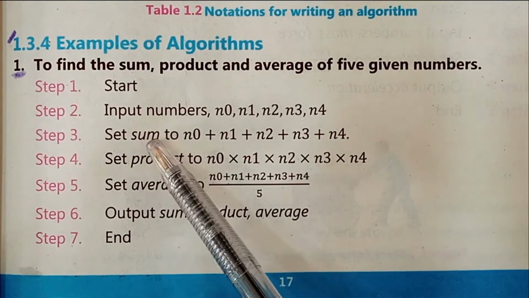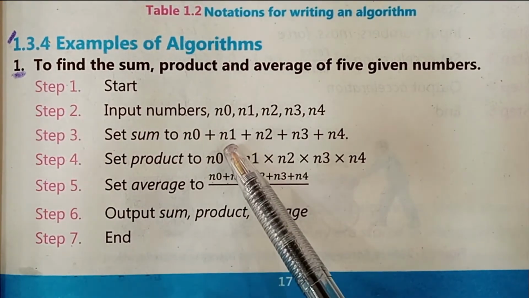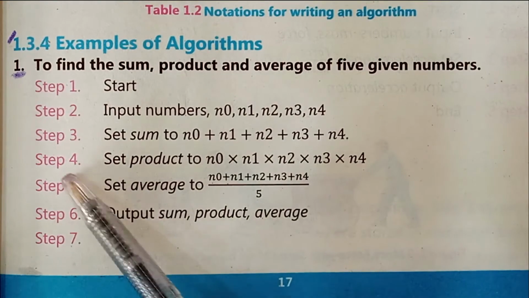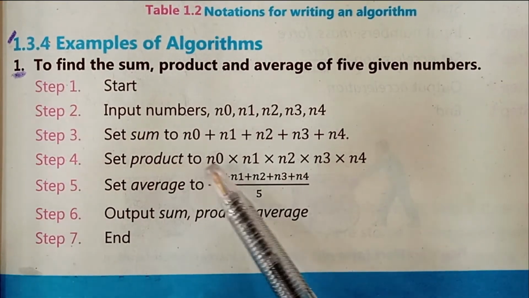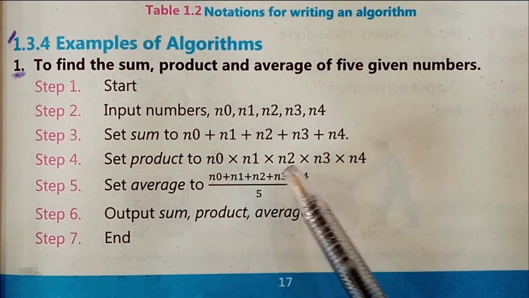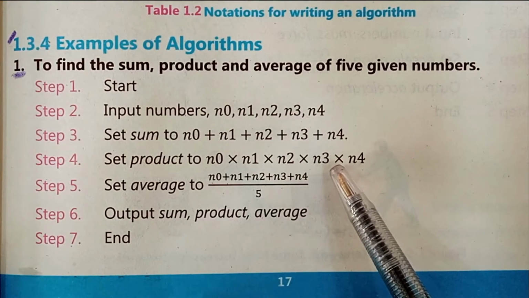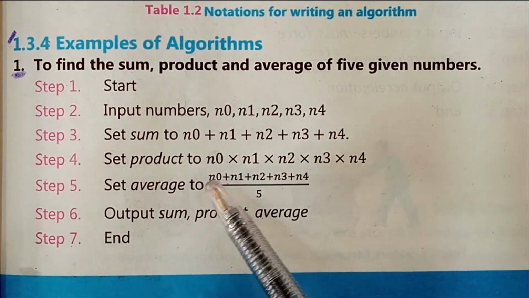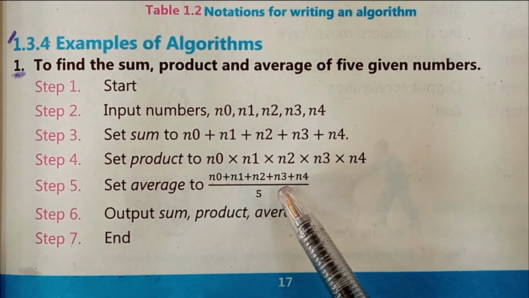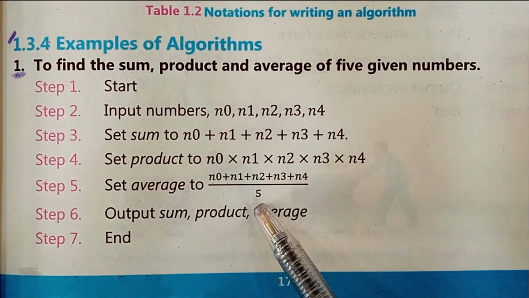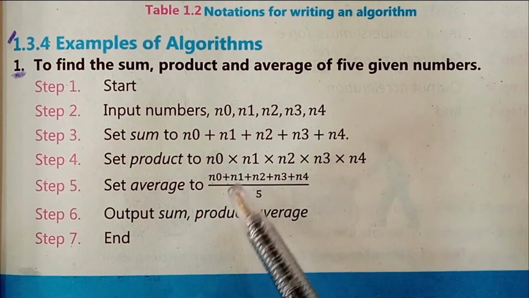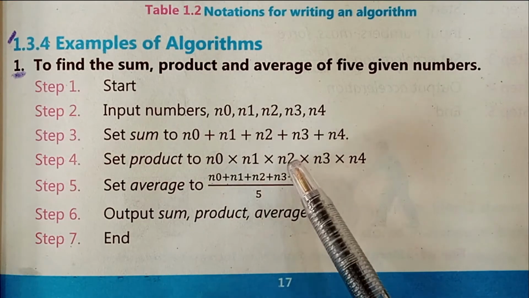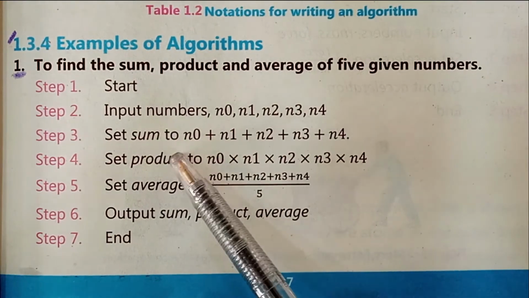Step number 3, set sum to n0 plus n1 plus n2 plus n3 plus n4. Step number 4, set product to n0 multiply by n1 multiply by n2 multiply by n3, and last one is multiply by n4. Step number 5, set average to n0 plus n1 plus n2 plus n3 plus n4 divided by 5. Now we are using the set notation to give name to data in computer memory, as we have to find the sum, product and average.